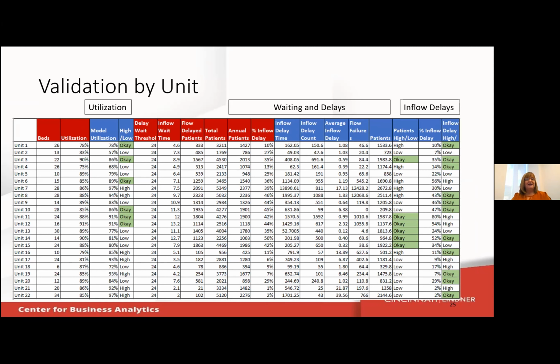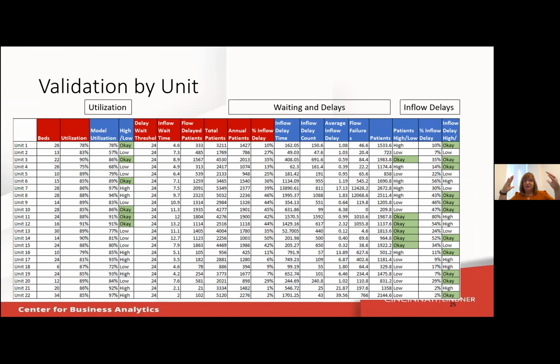We also validated things by unit. We looked at utilization of the various units. We looked at waiting and delays by unit. We looked at it by service. We also looked at it by unit. And then we looked at inflow delays. That would be those delays where patients had to wait to come into our unit, or when patients had to wait to come out of our unit. So we looked at those delays.